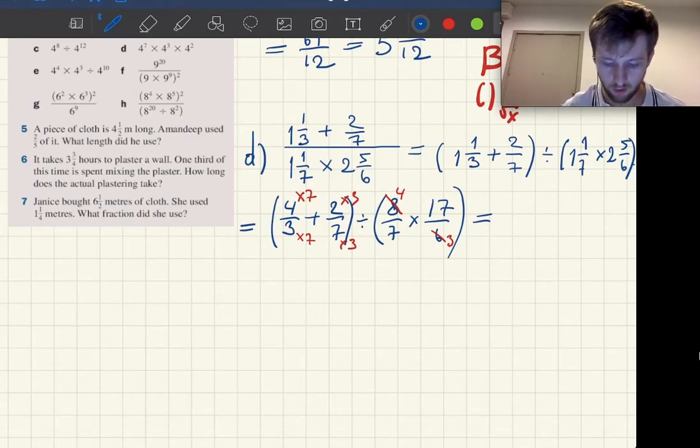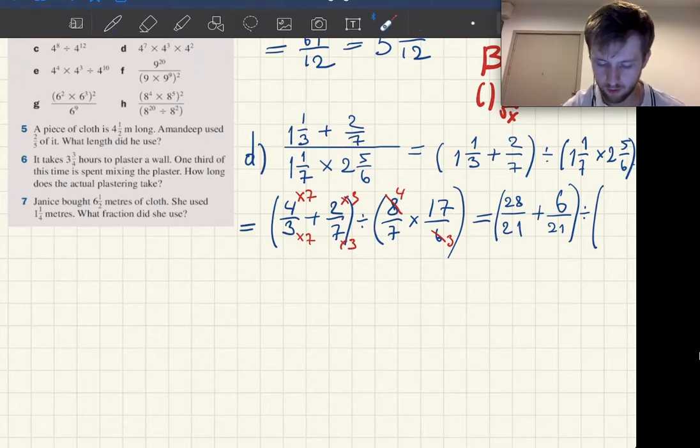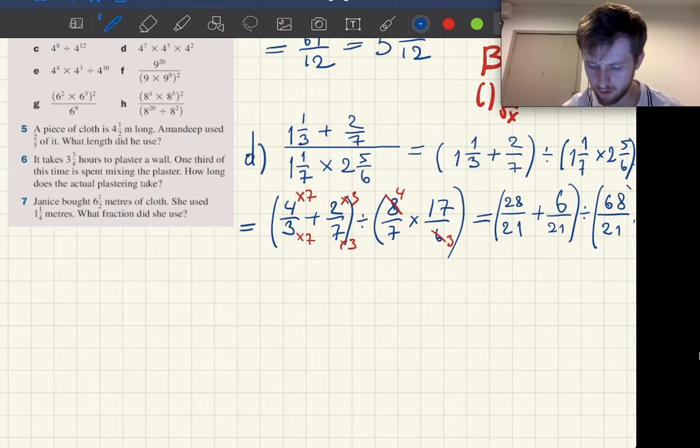So we're gonna get times 7 times 7. So we have 28 over 7 plus, oh, not over 7, sorry, 28 over 21. 28 over 21 plus 6 over 21 divided by, and now we have to times this, so we do 4 times 17. 4 times 17, how much is it? 40, 28, 68, right? 68 divided by 7 times 3 is 21, like this, ladies and gentlemen.